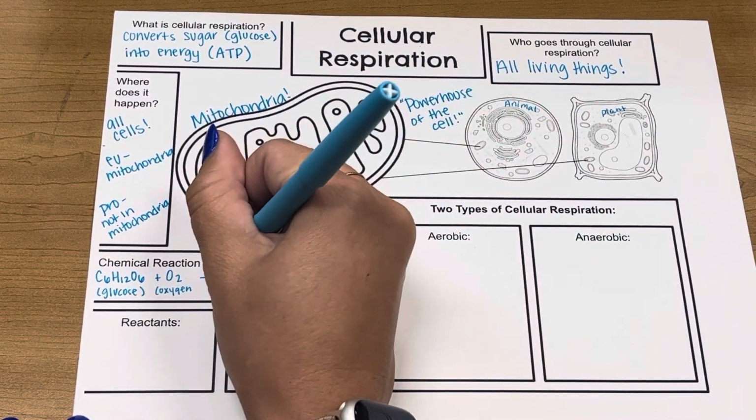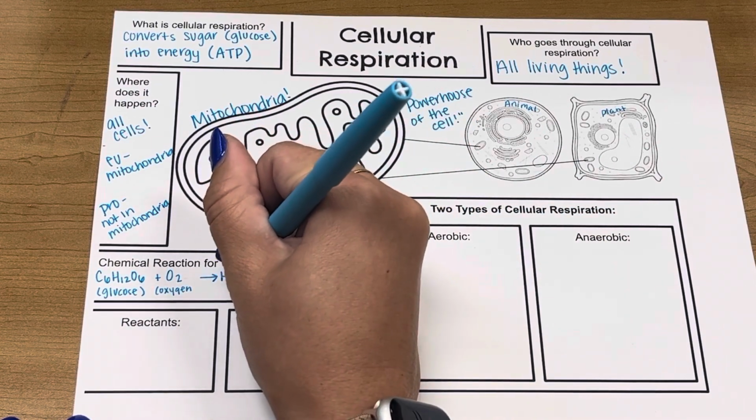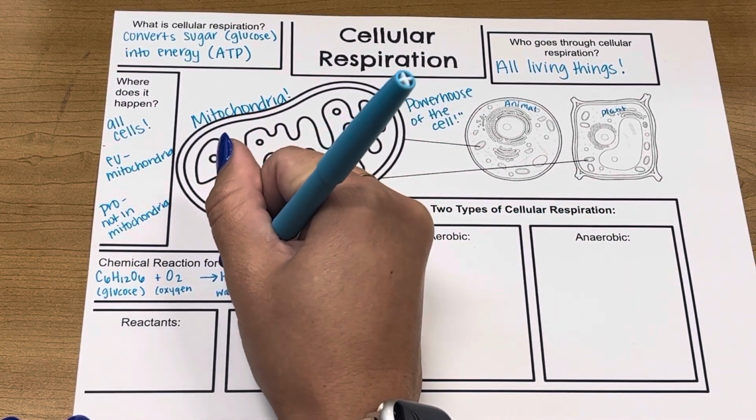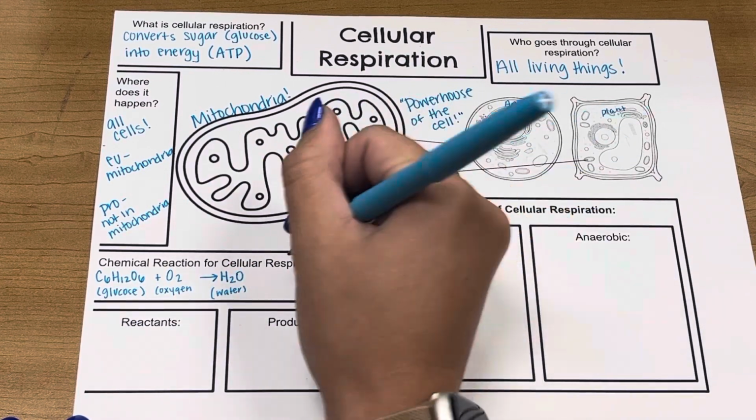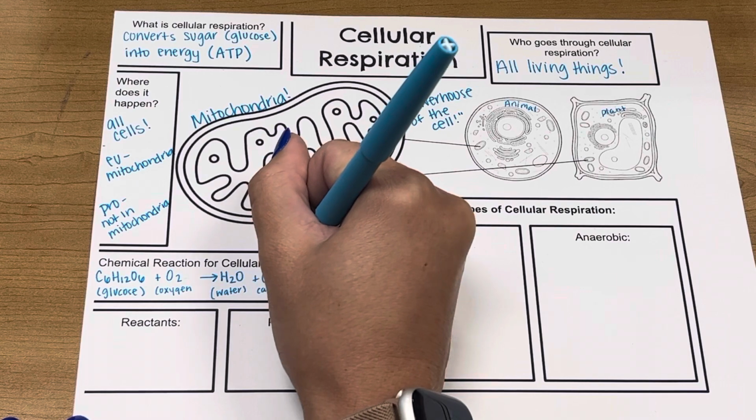We always have our arrow that means yield or to make. And what that does is it makes water. Water is a byproduct of cellular respiration. It makes the gas CO2, so carbon dioxide.